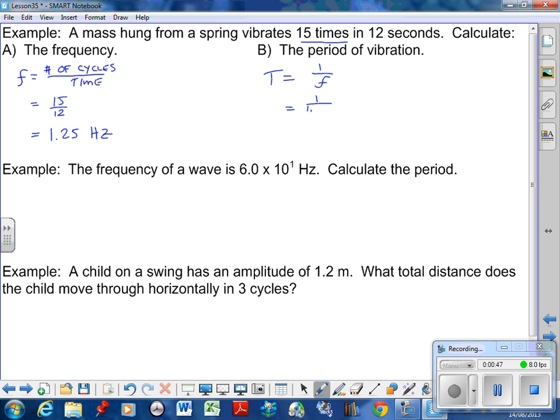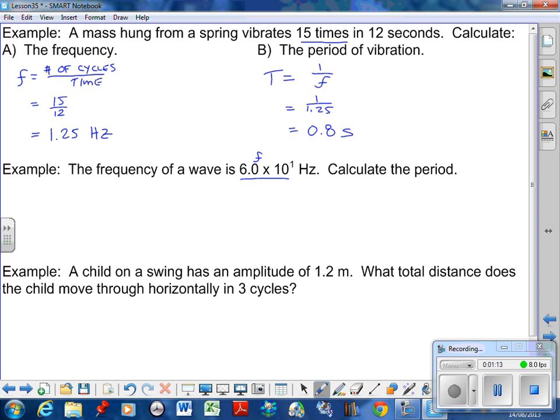So 1 divided by 1.25, or 12 over 15, ends up being 0.8 seconds. So that means that it takes 0.8 of a second to complete a cycle. And frequency tells me that there's 1.25 cycles in every second. All right. Next example. The frequency of a wave is this.